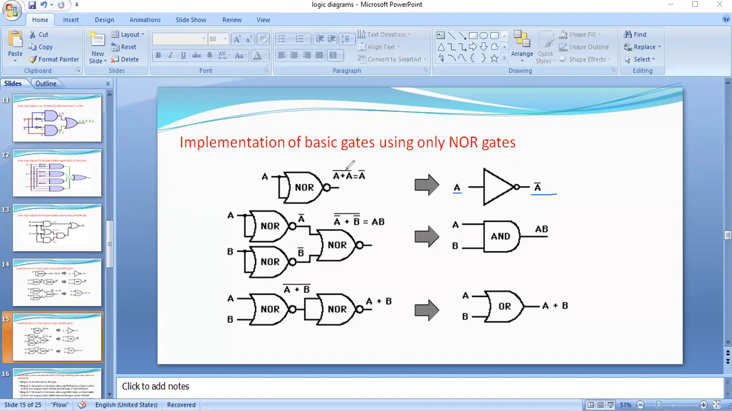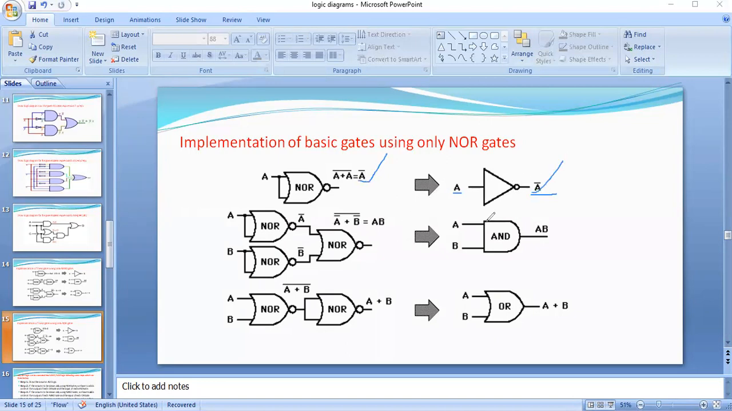So what is the NOR operation? (A plus B) whole bar. If both the inputs are shorted, then A is equal to B. So put A instead of B. So A plus A, whole bar. What is A plus A from the OR law? A plus A is equal to A. So what is the output? A bar. So both the outputs are the same.